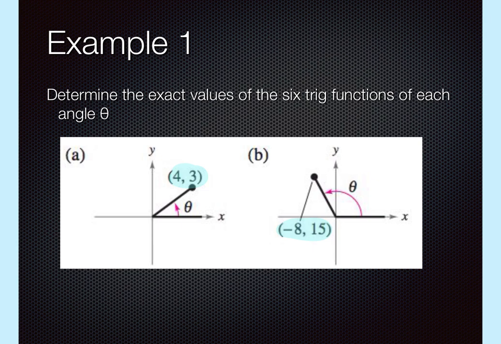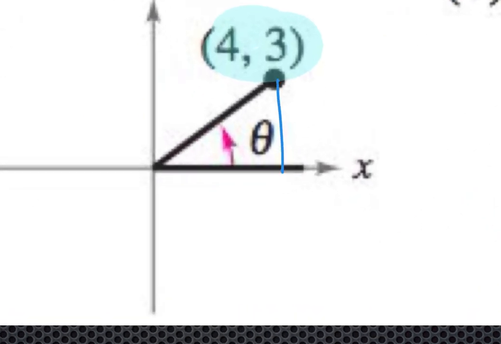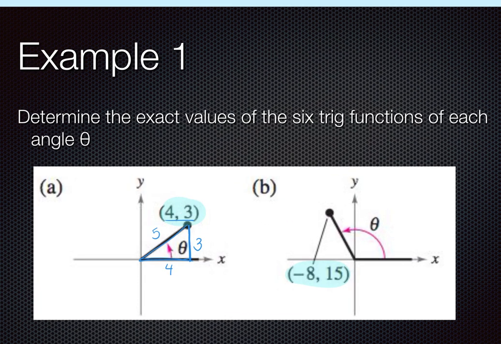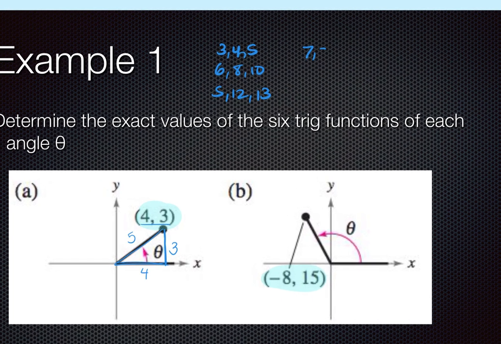So A says, or the directions say, determine the exact values of the 6 trig functions of each angle. So I'm going to close in this triangle. If 4, 3 is my coordinate, that means the x is 4 and the y is 3. Do you remember this triple? What's your hypotenuse? 5. 3, 4, 5 is one of your triples. 3, 4, 5; 6, 8, 10; 5, 12, 13; 7, 24, 25; 8, 15, 17. Those would be the most popular ones. They're not the only ones, but those are the most popular.